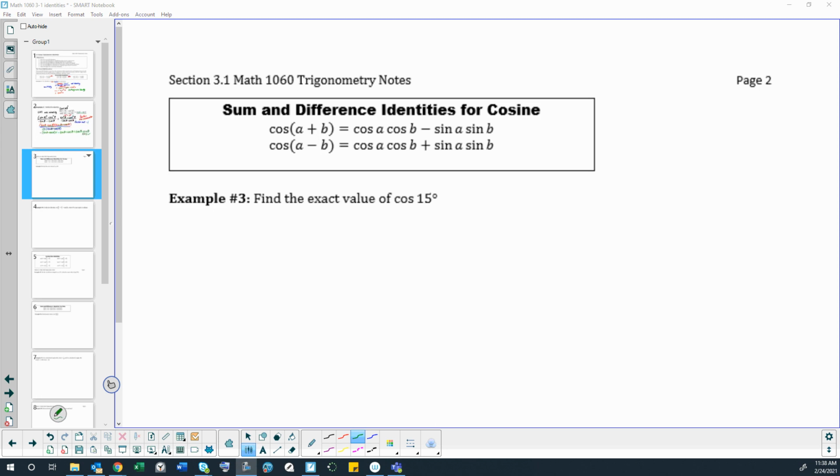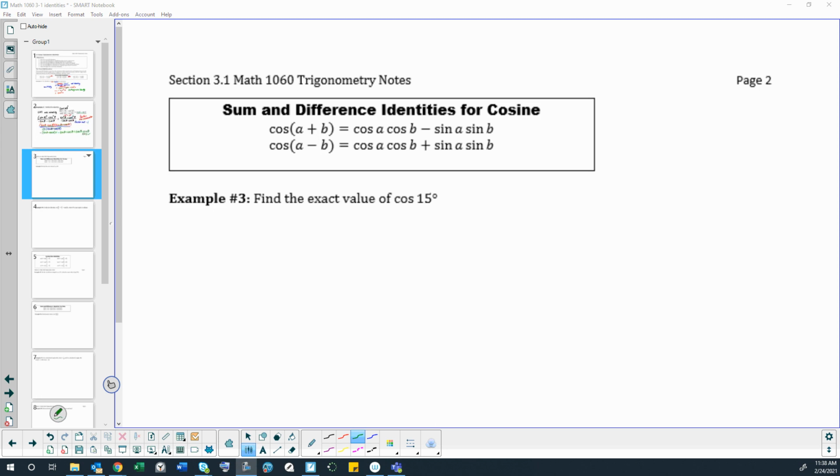Tangent is probably not as essential to have memorized, especially since we're going to see an example today where we can use our sine and cosine identities to help us find the tangent identity. So if it came down to it on a test and you needed the tangent identity and didn't remember it, you could use the sines and cosines to find it. So let's just start with cosine, okay?